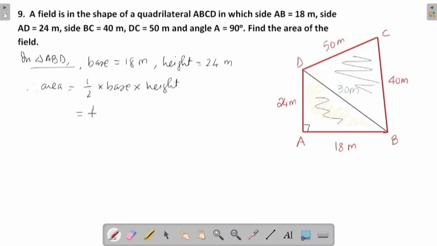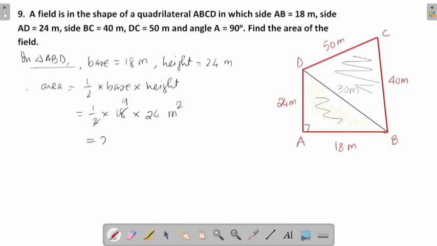So we have half into base. How much is base? Base is 18 meter. Don't write meter for now. And height is 24. Now the unit is going to be meter square, right? So these two go off. So 9 into 24, which will be 216.